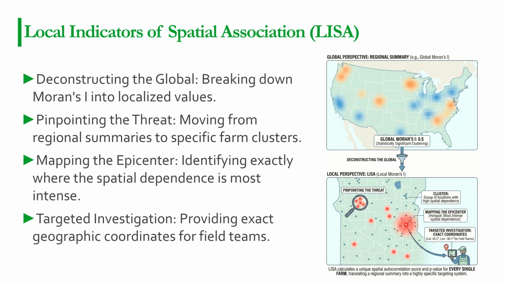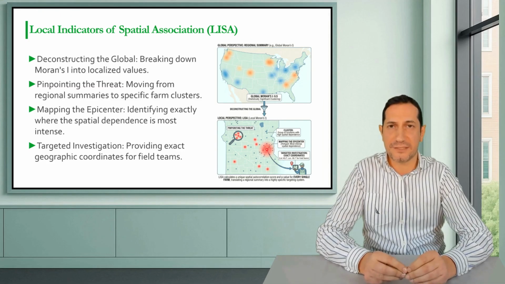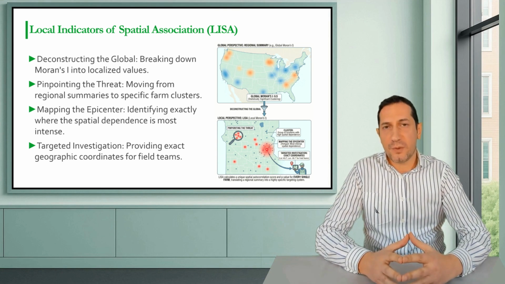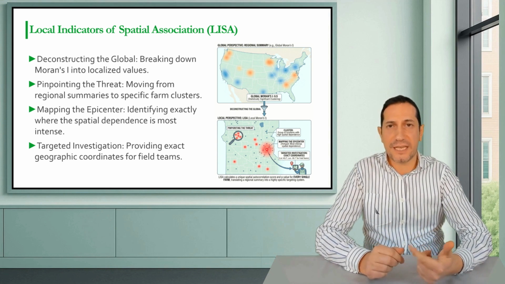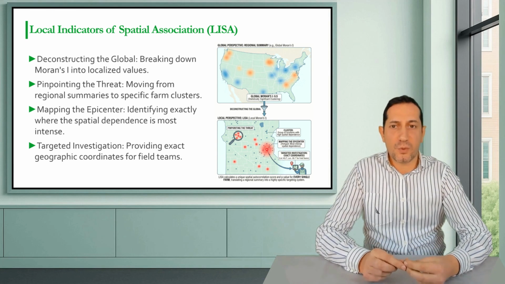It breaks the global measure into location-specific results, producing a separate spatial autocorrelation value for each farm, village, or county in the dataset. We then calculate a p-value for each location to test whether the local pattern is unlikely to be due to chance. This lets us map exactly where spatial dependence is statistically significant. In practice, LISA turns a regional summary into a practical targeting tool, helping field teams focus investigation and control measures on the most important areas.